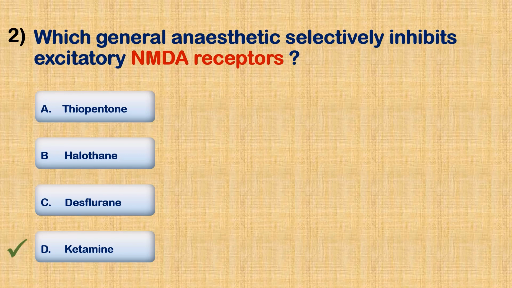This ketamine and also nitrous oxide have the same mechanism of action. They selectively inhibit the excitatory NMDA type of glutamate receptor. So this receptor gates the calcium selective cation channel in the neurons, and they inhibit this cation channel.